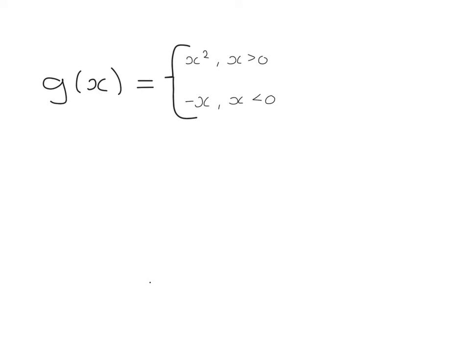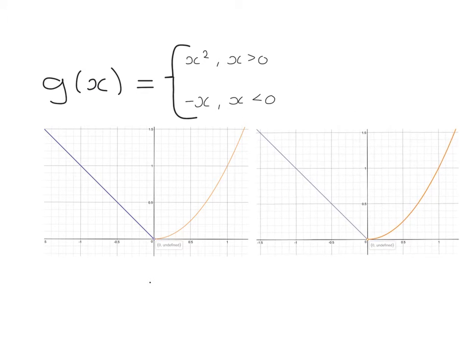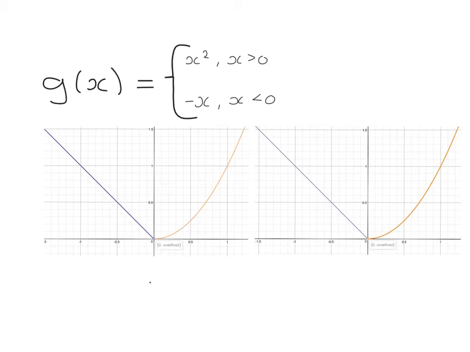You can see here this is g of x, made up of 2 parts: x squared when x is greater than 0, and negative x when x is less than 0. Notice that 0 is not equal to x at any point. What this looks like is this. We have the quadratic section where x is greater than 0, and the linear section where x is less than 0.